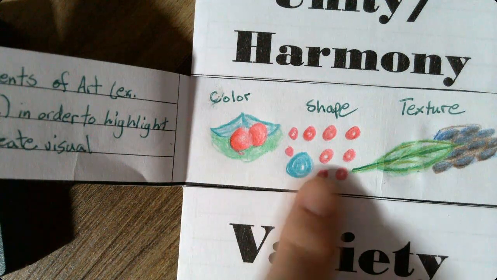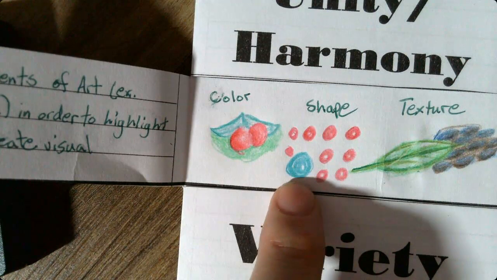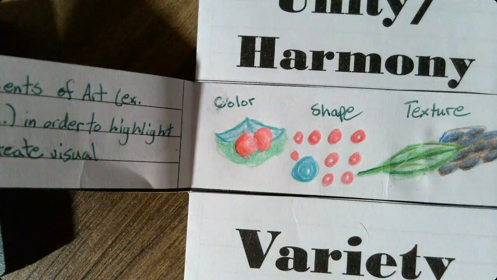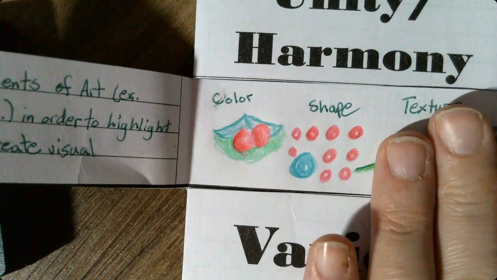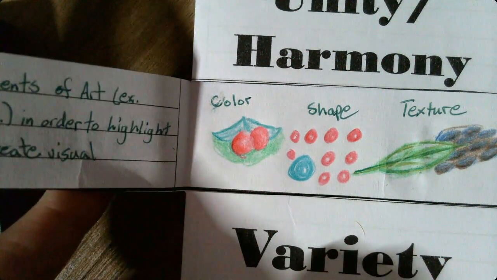Shape, I took it a step further and added a little bit of color to it as well. I did all circles, drew one bigger, made it a different color so it popped. Try to stay away from texture. It's a little harder to do in this small little area. Okay.